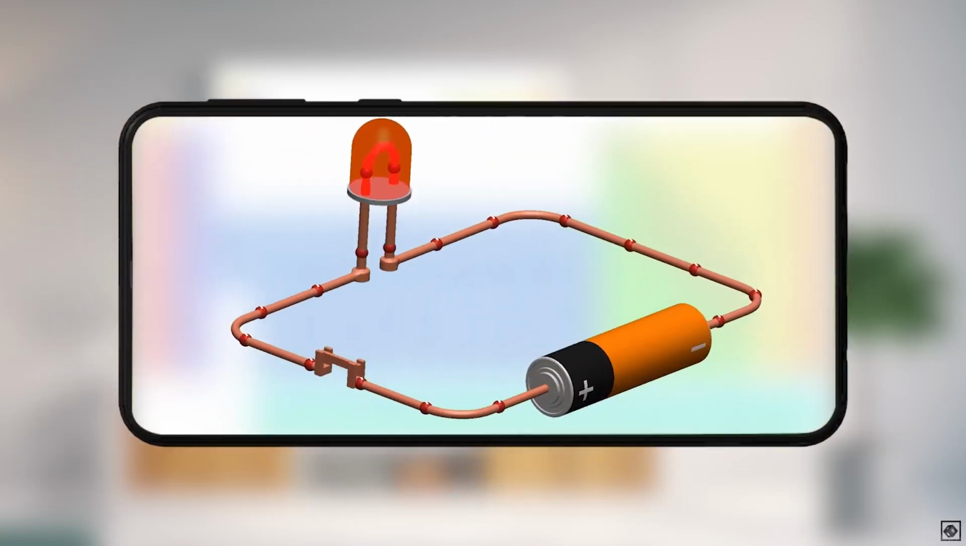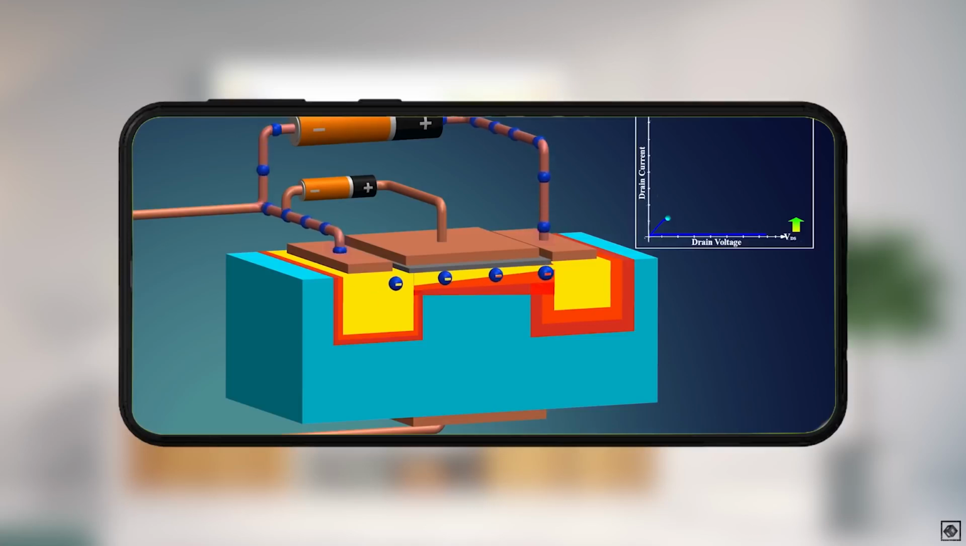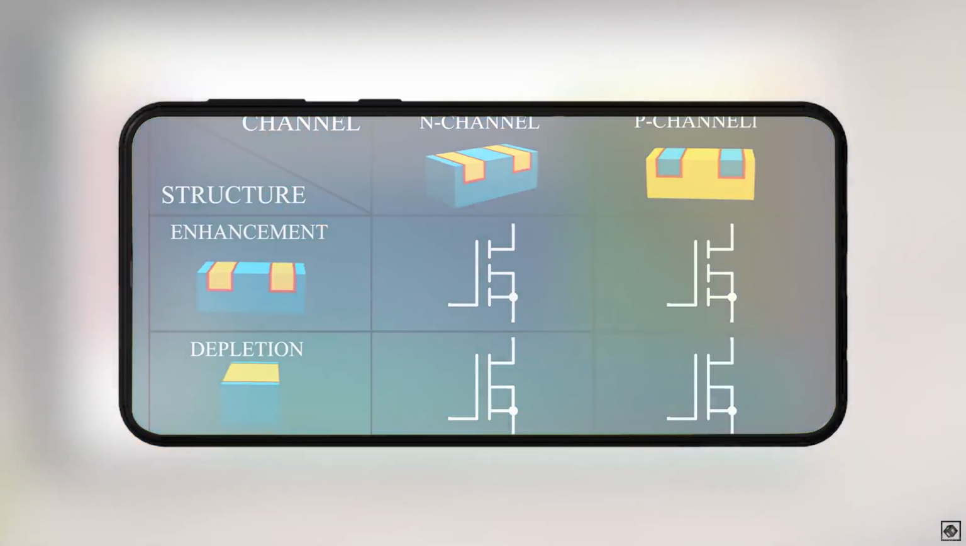From the basics of current and semiconductors to the regions and structure of MOSFET and then its complete working. At last, we will also look at its circuit symbols.